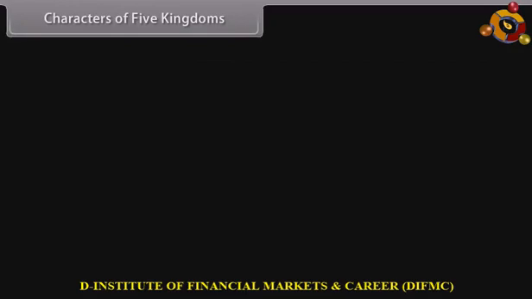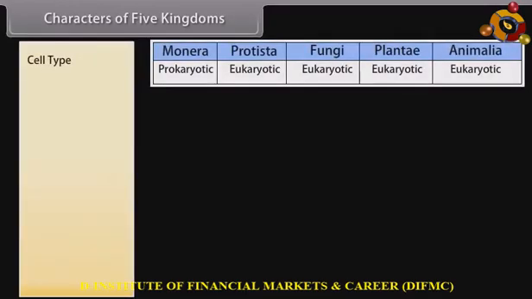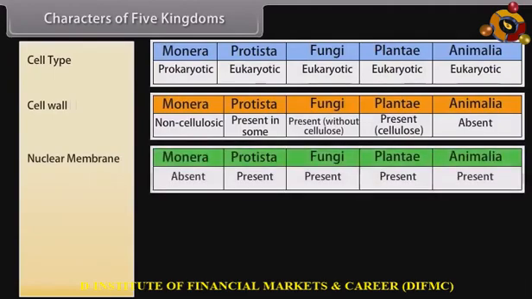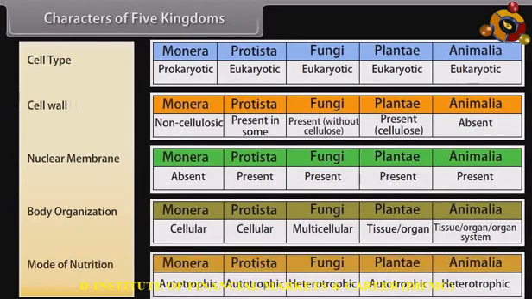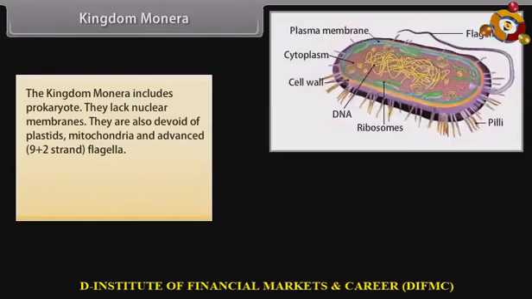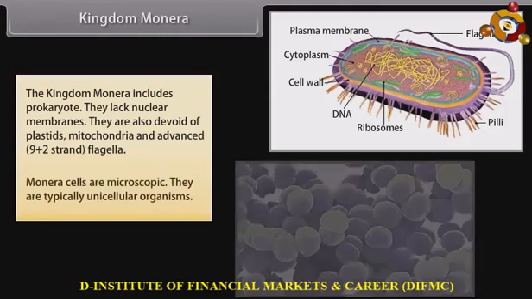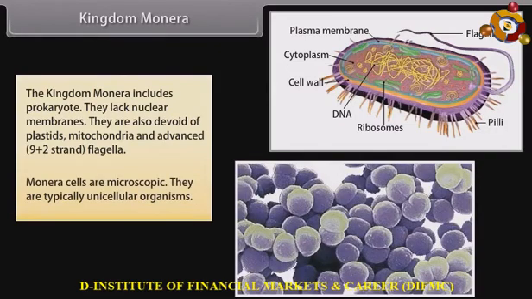Characters of five kingdoms: cell type, cell wall, nuclear membrane, body organization, mode of nutrition. Kingdom Monera. The kingdom Monera includes prokaryotes. They lack nuclear membranes. They are also devoid of plastids, mitochondria, and advanced 9+2 strand flagella. Monera cells are microscopic. They are typically unicellular organisms.